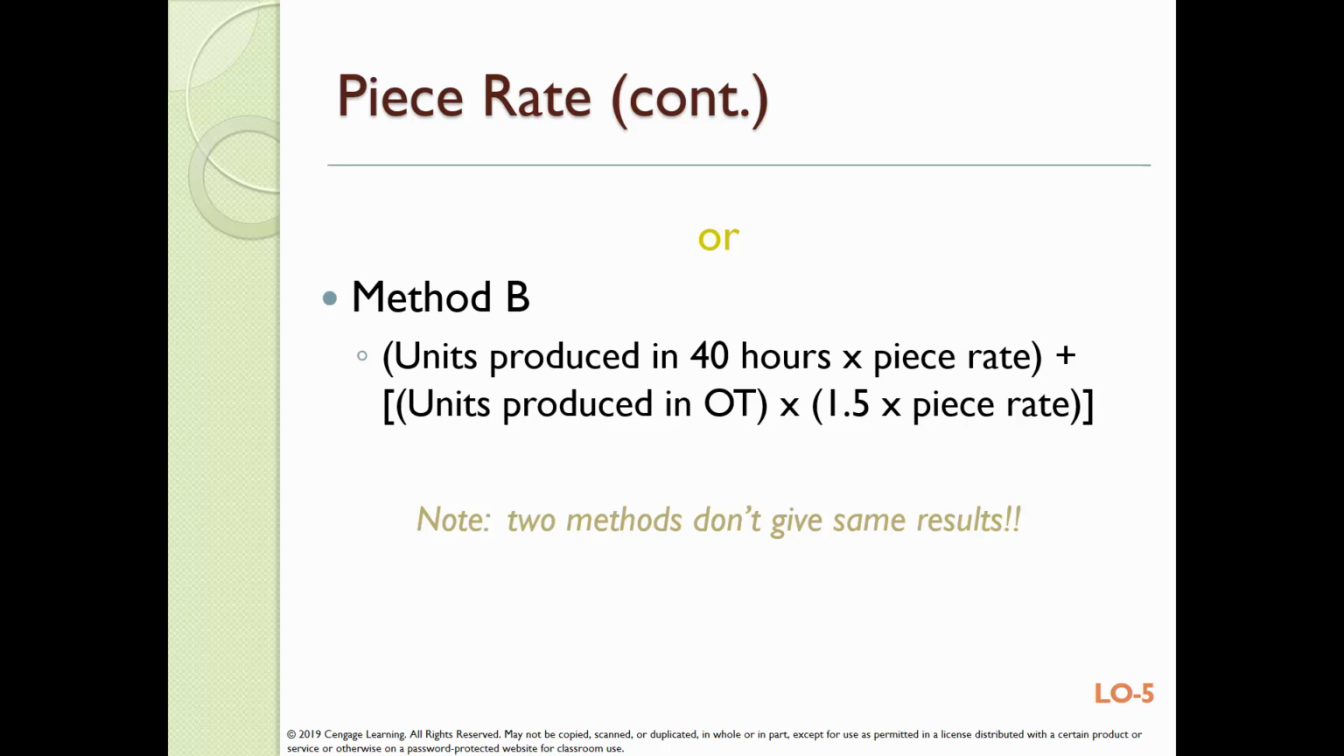So in this example, how many units does he get 12 cents for? Yeah, the 4,212. Then he's going to get the 12 cents times 1.5 for everything that he produced in the overtime hours. So this isn't based on hours, this is based on production efficiency. And you're not going to get the same number.